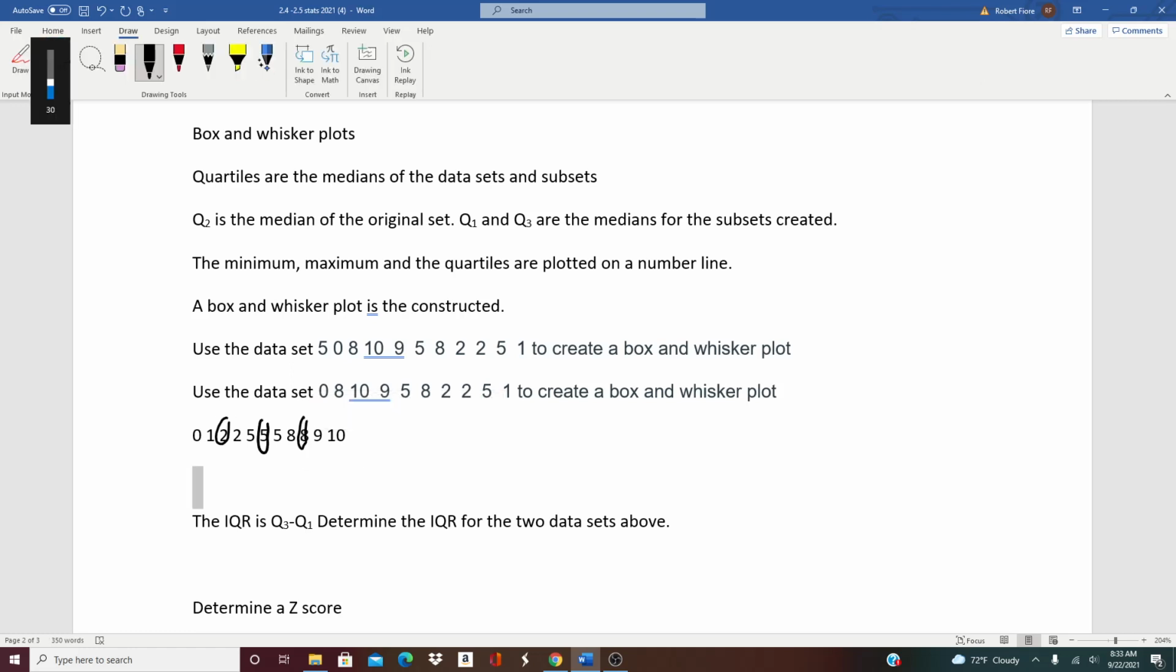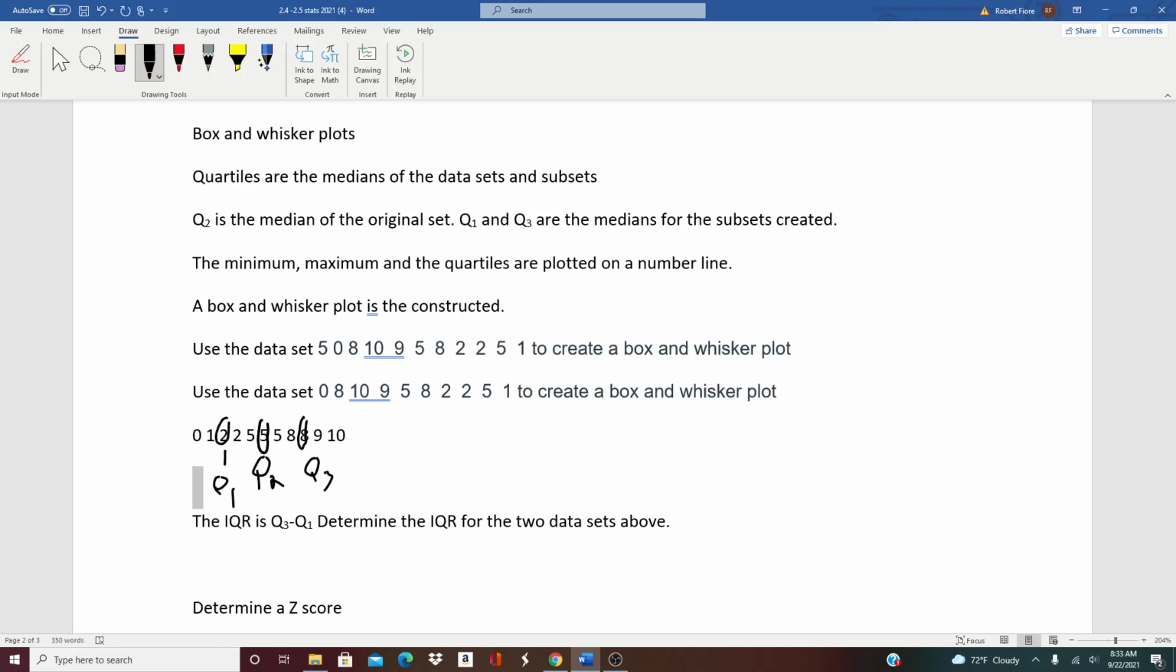So I went about circling each of my medians. The median, as we mentioned here, was going to be my Q2. So I've identified my 3 quartiles. Q1 was the median of my first data set. Q2 is the median of the entire data set. Q3 was the median of my third data set. And I have all my values set up again.